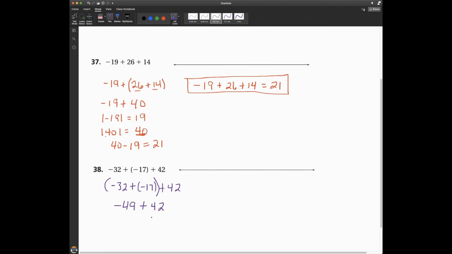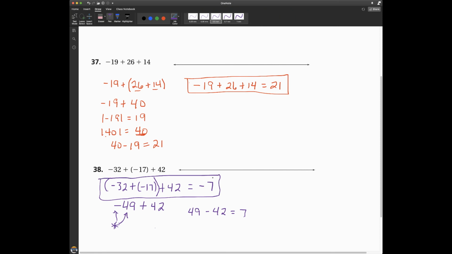So I subtract their absolute values. What is the absolute value of negative 49? It's 49. What's the absolute value of 42? It's 42. 49 minus 42 is 7. But remember, I want to keep the sign of the larger number, which is negative. This is the larger number. So the answer to this problem would be negative 7. That's how we solve these problems.